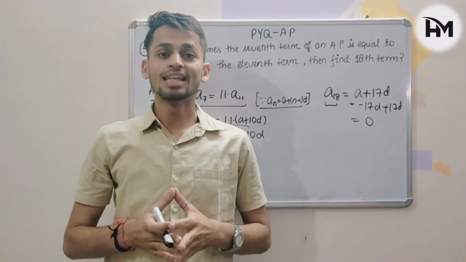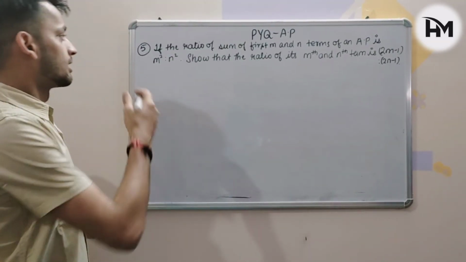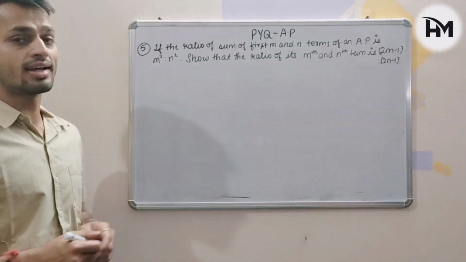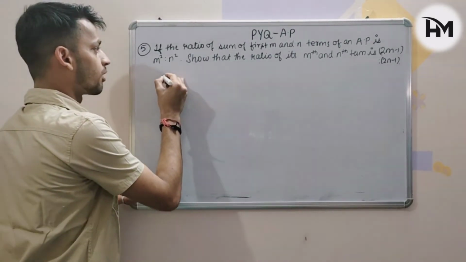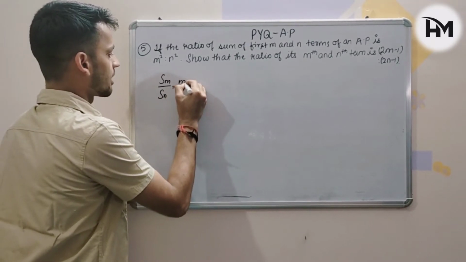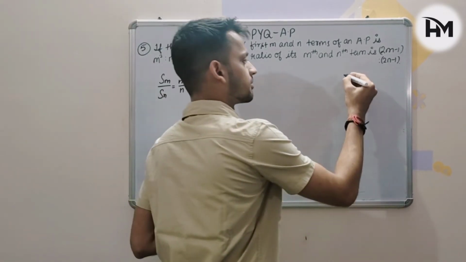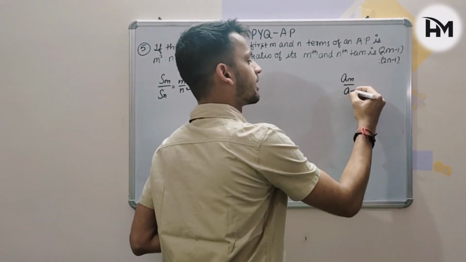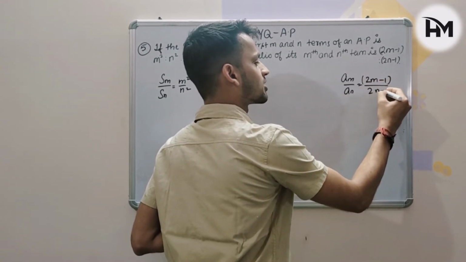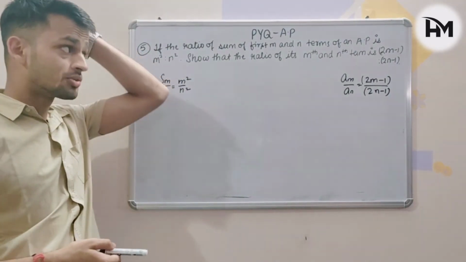Now move on to the last question for today. The last question for today is: if the ratio of the sum of the first m and n terms of an AP is m square and n square. Let's write it down first. Sum of the first m terms and n terms of an AP is m square and n square. Show that the ratio of the mth and the nth term, am upon an, is equal to 2m minus 1 upon 2n minus 1. This should be our answer. I hope you have understood the question.